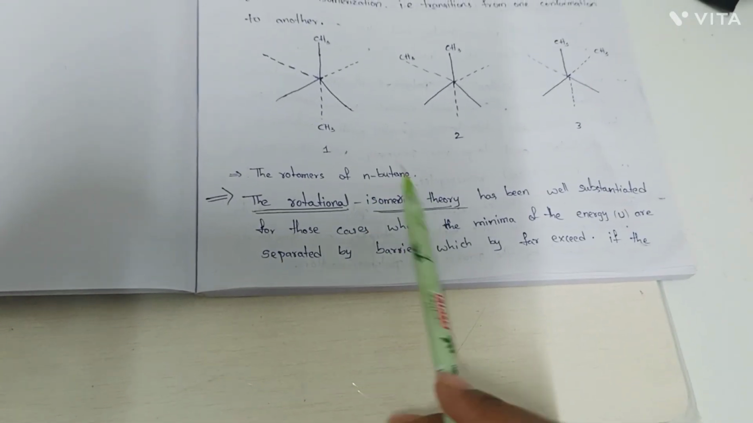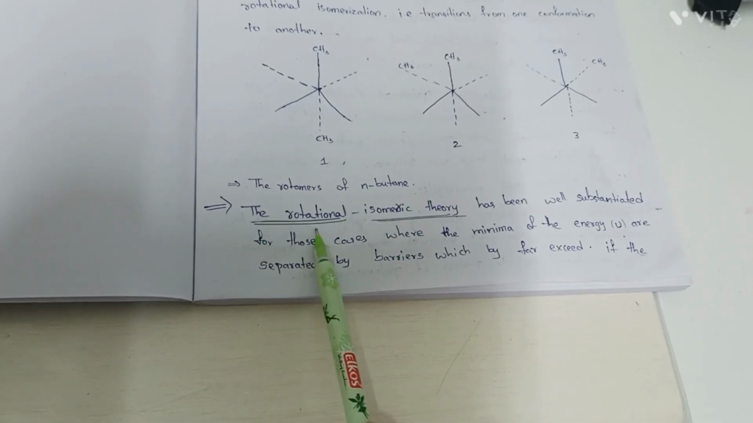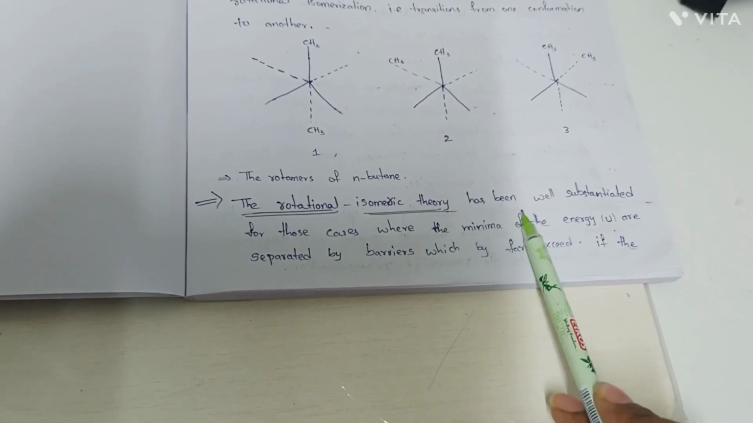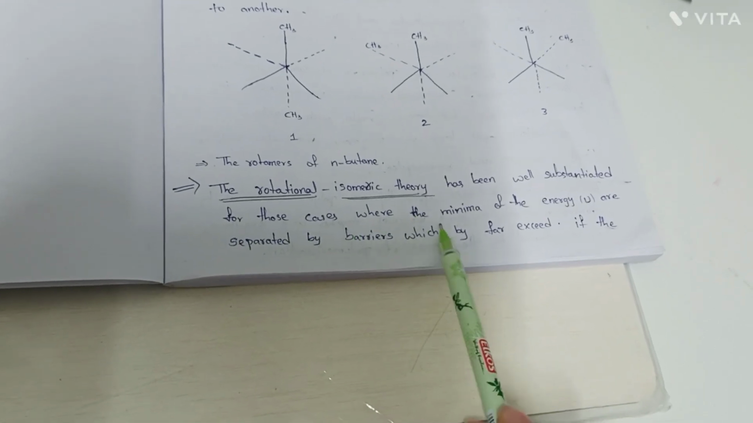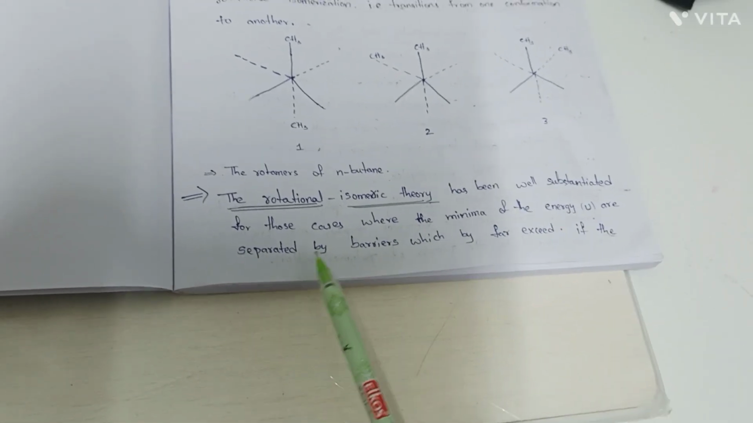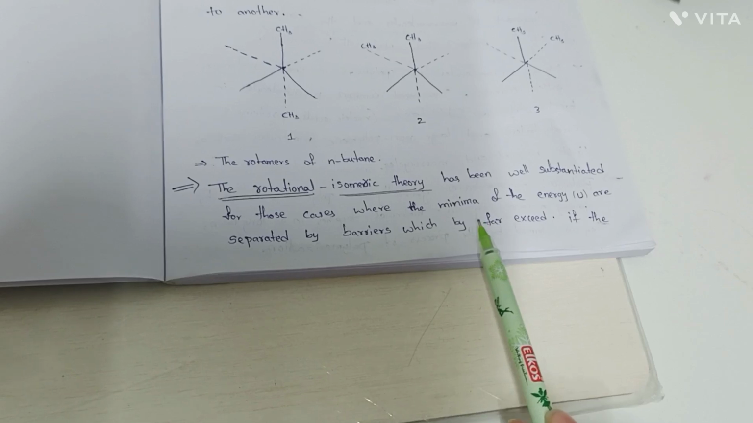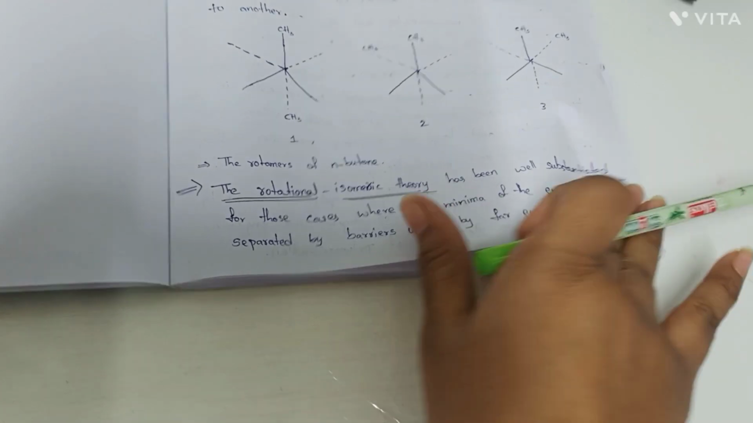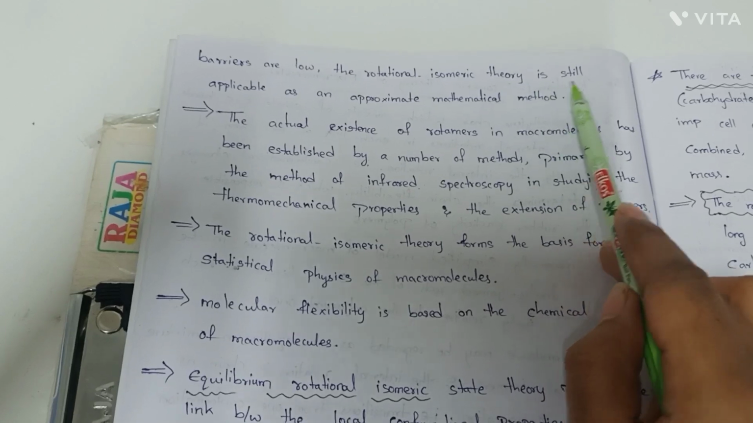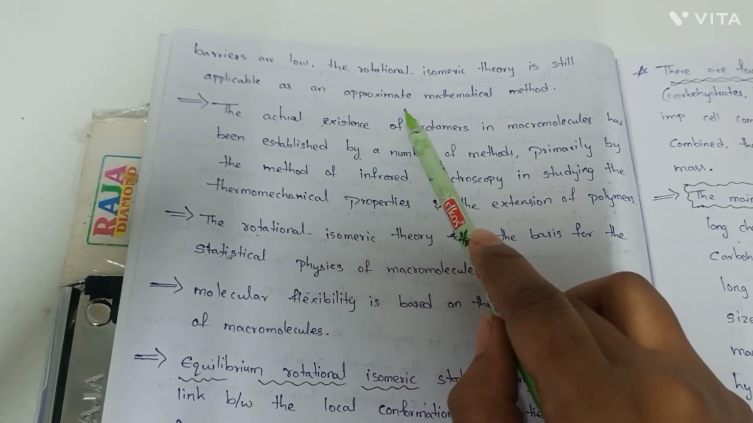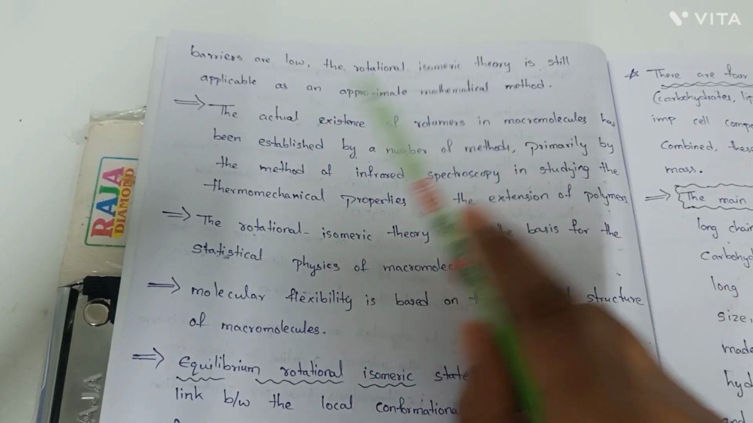The rotamers of n-butane, for example. The rotational isomeric theory has been well substantiated for those cases where the minima of the energy are separated by barriers which by far exceed thermal energy. If the barriers are low, the rotational isomeric theory is still applicable as an approximate mathematical method.